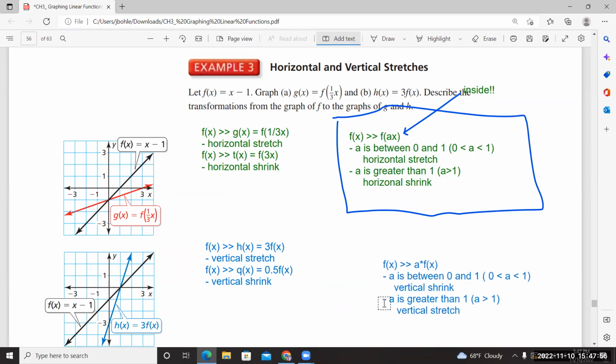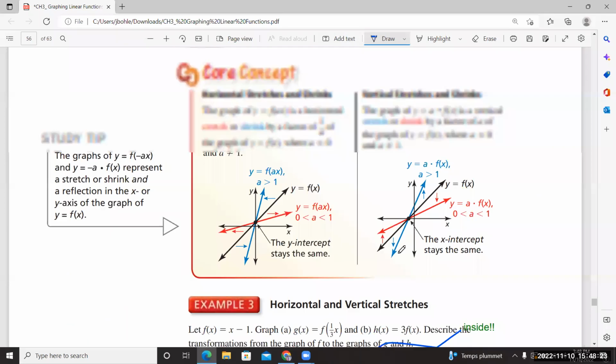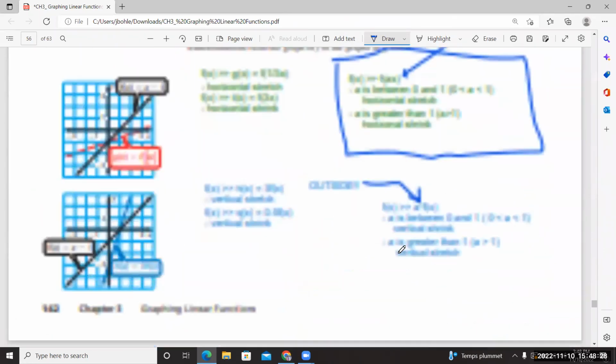And again, you need to be careful because this one is different than the one above, because this a is outside. There's a difference between the a being outside of the function notation and inside the function notation, and the differences are right here. These are the differences that you need to know. Look at that, great box. So that's kind of the lesson.